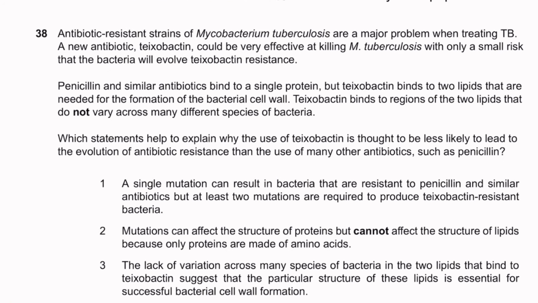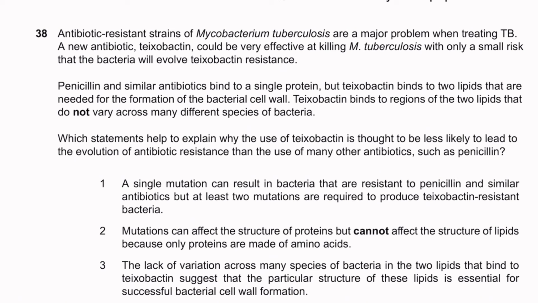Antibiotic resistant strains of Mycobacterium tuberculosis are a major problem in treating TB. A new antibiotic, Tioxobactin, could be very effective at killing M. tuberculosis, with only a small risk that the bacteria will evolve Tioxobactin resistance. Penicillin and similar antibiotics bind to a single protein, but Tioxobactin binds to 2 lipids that are needed for formation of bacterial cell wall. Tioxobactin binds to regions of 2 lipids that do not vary across many different species of bacteria.